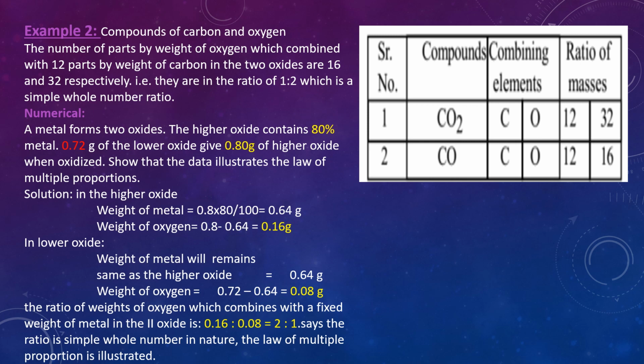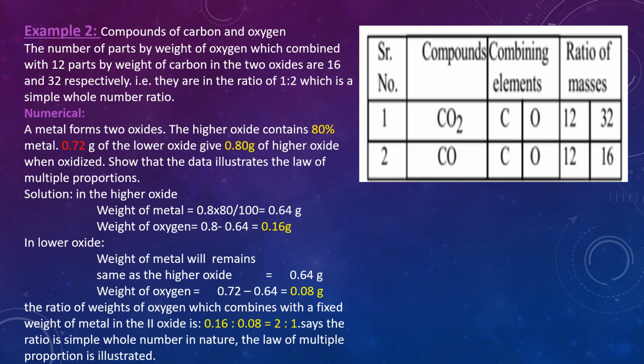Now I'm taking one numerical. A metal forms two oxides. The higher oxide contains 80% of metal. That means 20% oxygen. Now 0.72 gram of lower oxide gives 0.80 gram of higher oxide. So this 0.80 is the mass of higher oxide when it is oxidized. Now show that these data illustrate the law of multiple proportion.